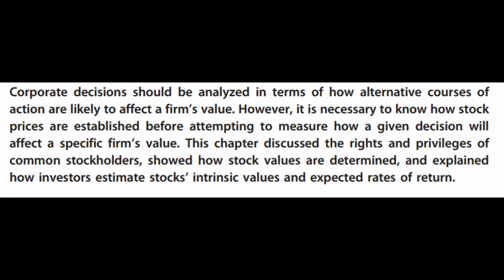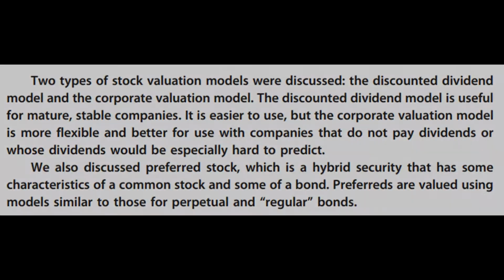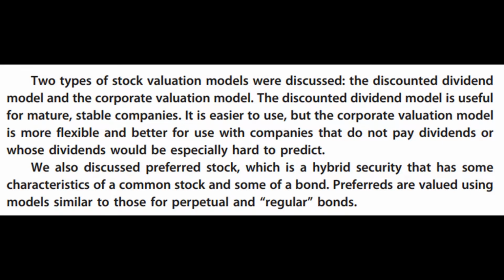To summarize, corporate decisions should be analyzed in terms of how alternative courses of action are likely to affect a firm's value. However, it is necessary to know how stock prices are established before attempting to measure how a given decision will affect a specific firm's value. This chapter discussed the rights and privileges of common stockholders, showed how stock values are determined, and explained how investors estimate stocks' intrinsic values and expected rates of return. Two types of stock value models were discussed, the discounted dividend model and the corporate valuation model.